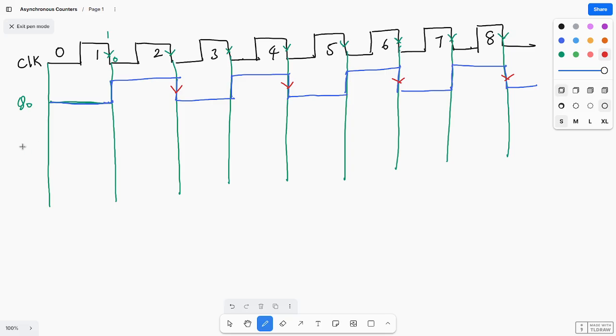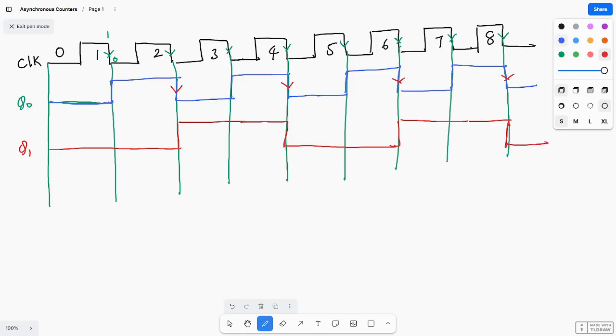So if you draw for Q1, that means initially this is 0 only. So here it will toggle from where to where? 0 to 1. It will be 1 till the next neg edge, and after this it will toggle to 0, and next neg edge it will toggle to 1, and again it will toggle to 0. So this is Q1.